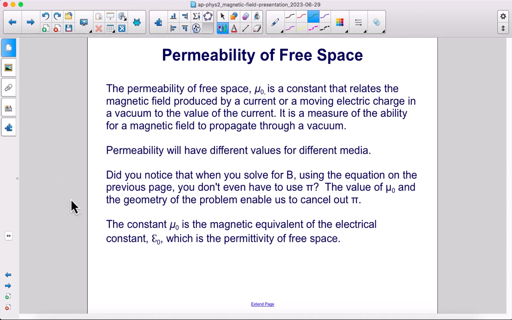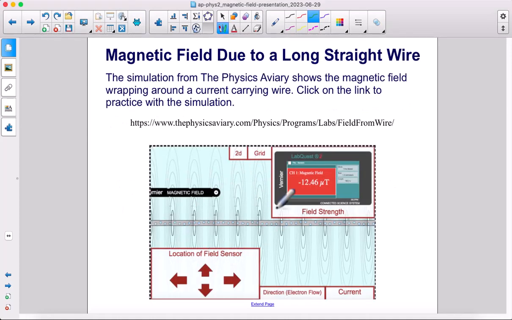Did you notice that when you solve for B, using the equation on the previous page, you don't even have to use pi? The value of mu0 and the geometry of the problem enables us to cancel out pi. The constant mu0 is the magnetic equivalent of the electrical constant epsilon naught, which is the permittivity of free space. The Physics Aviary has a simulation that shows the magnetic field wrapping around a current-carrying wire.